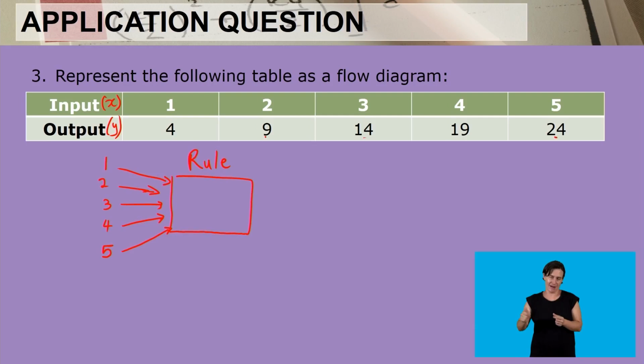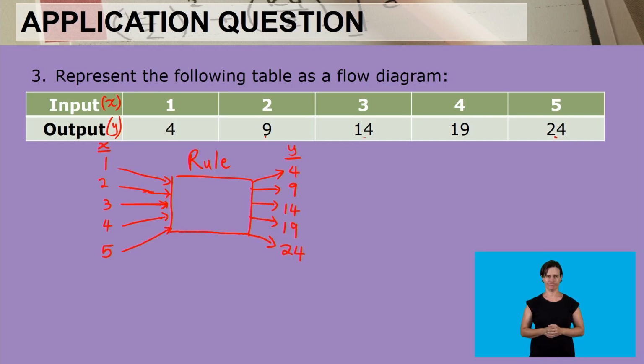So what about our output values? And remember, our output values are represented by a Y, just like our input values are represented by an X. So the output values there, we will also have 5 of them. So we are going to have 4 as the first value, 9 as the next value, 14 as the next value, then we have 19, and then we have our last value, which is 24.